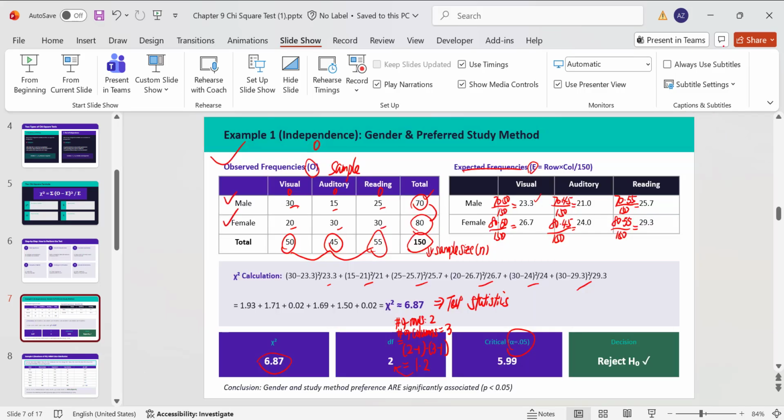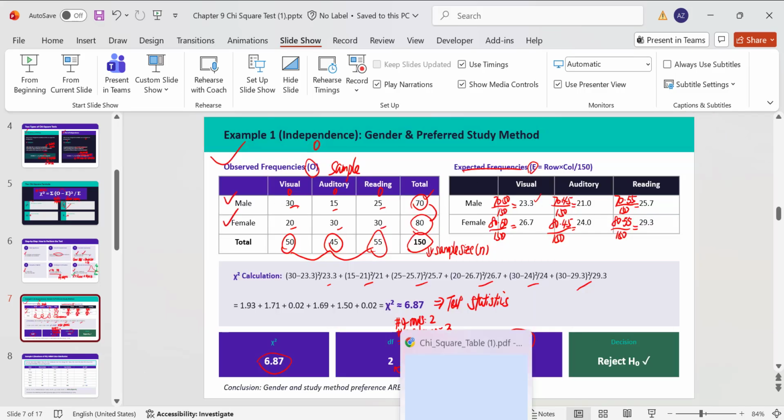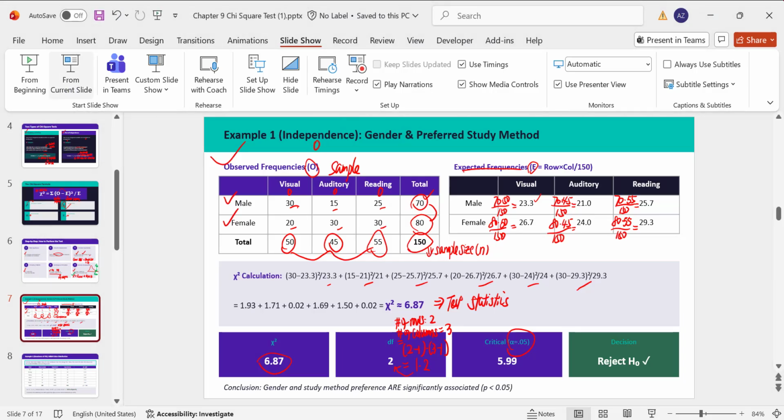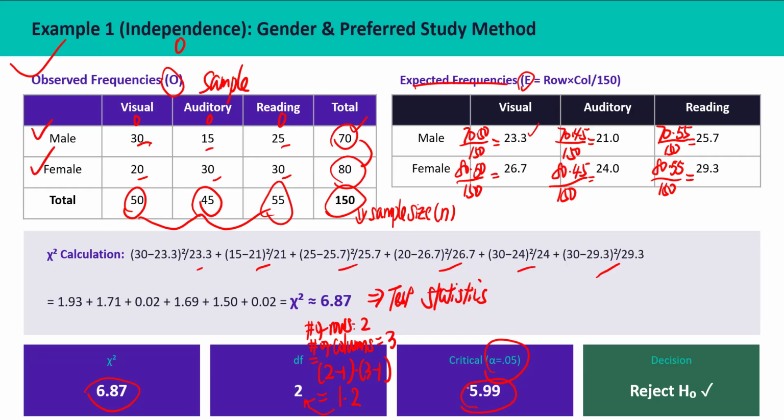the table. I'm going to show you where to look up. If you go to our Brightspace course, open the chi-square table, you see degrees of freedom 2 right here, alpha equal 0.05, 5.99, right? So the critical chi-square value is 5.99. So going back here, that's why you see 5.99 here.